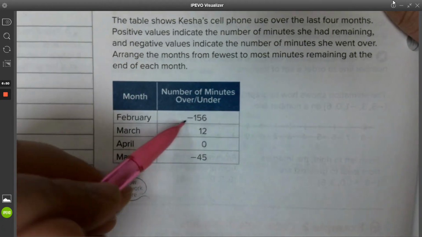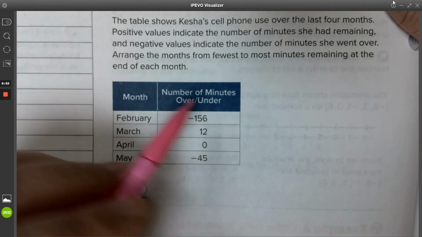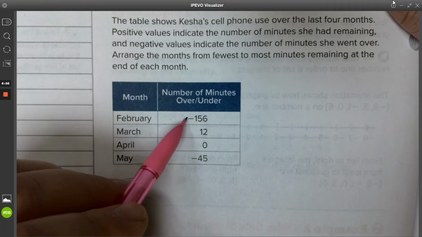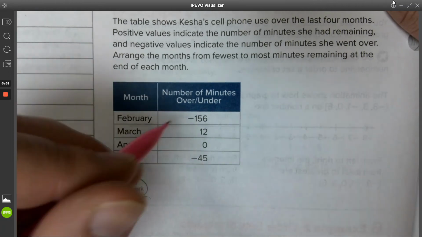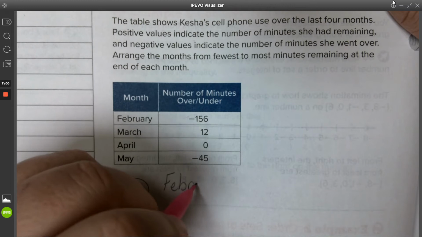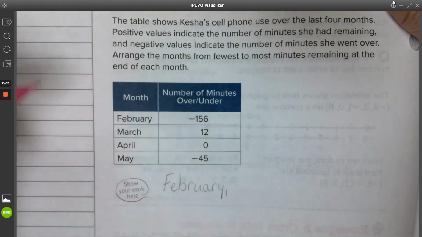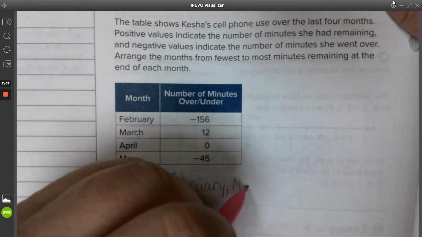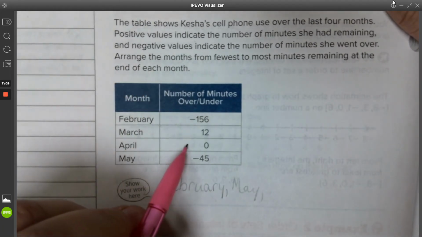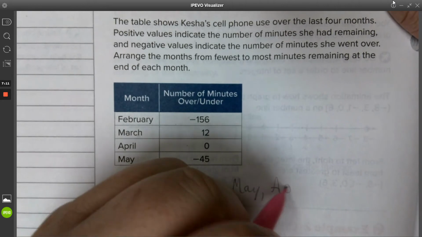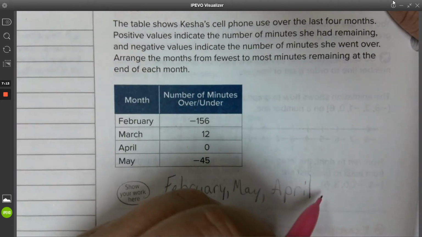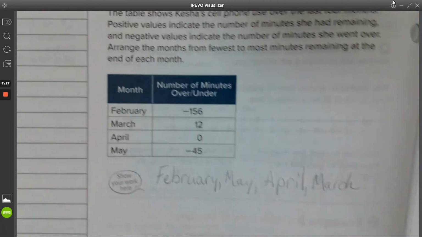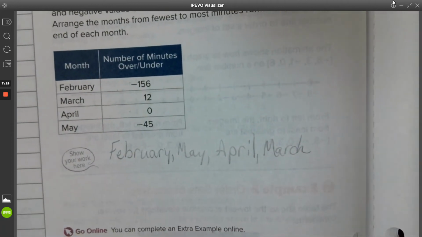We're going to start by looking at our list. Our lowest value obviously is going to be a negative number, and we want the least value here, which would actually be February. So I'm going to start by putting February. Then I'm going to use my other negative number, right? May. Then we're at April, which is 0. And March, finally. There we go. So that would be our values that we would put here.